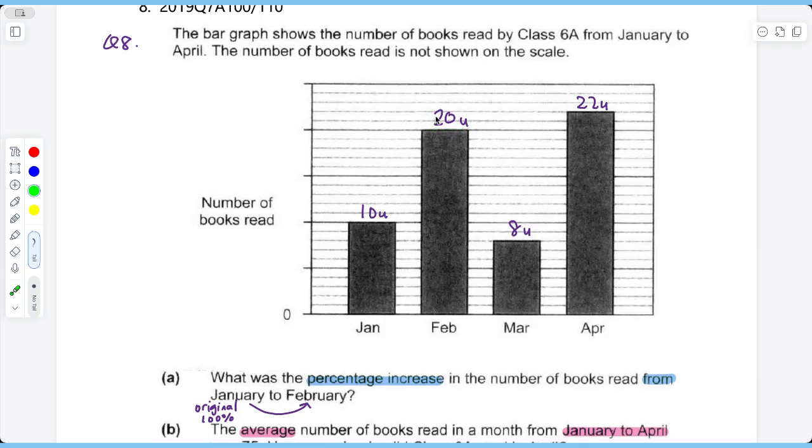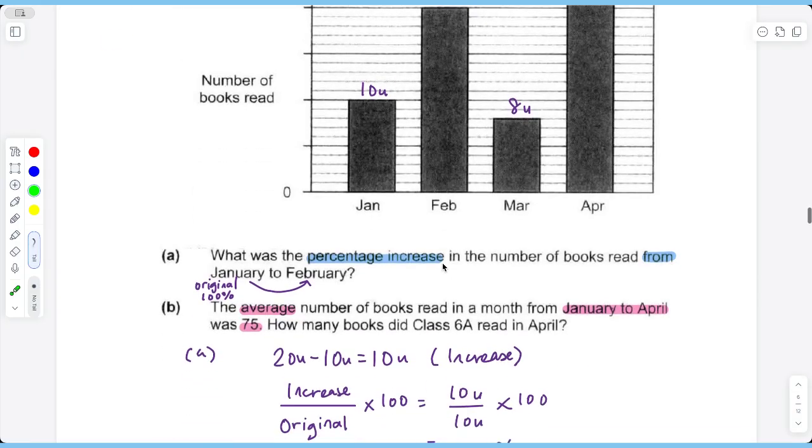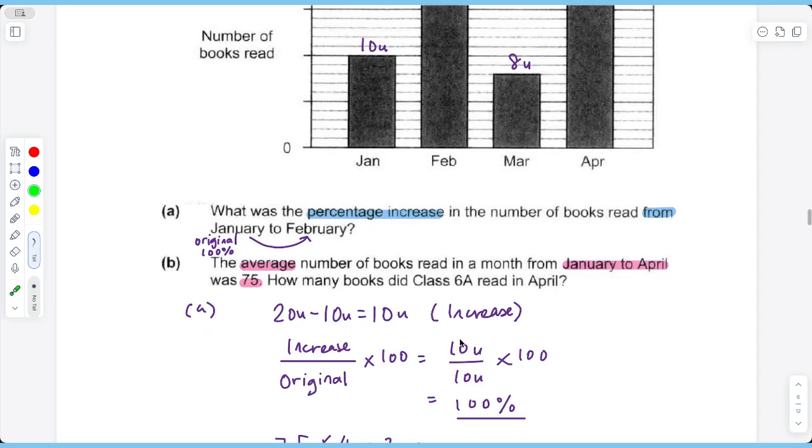What is the increase from January to February? The increase is 10 units. And what is the original? The original is the units in January.